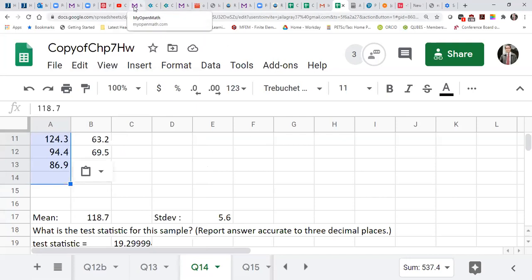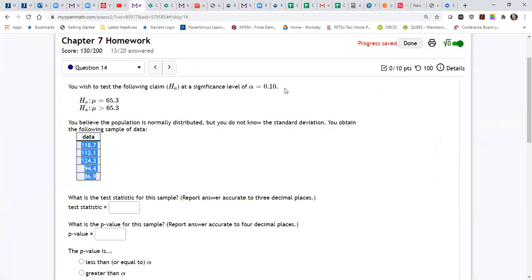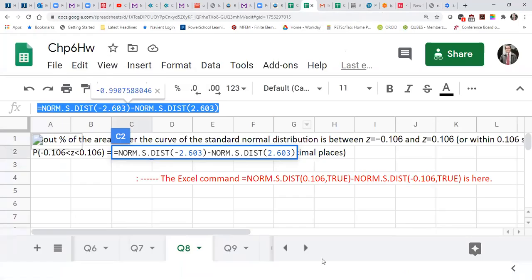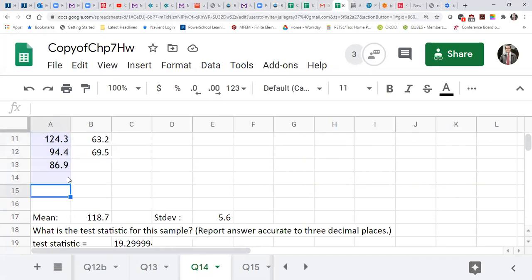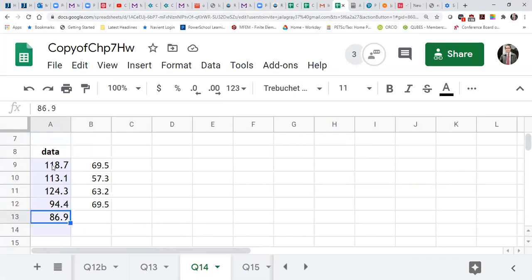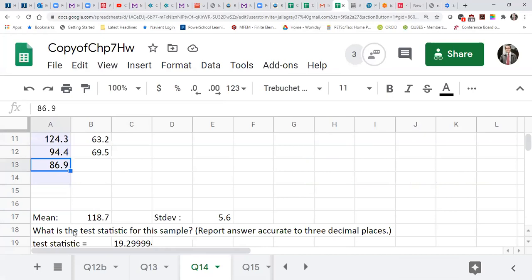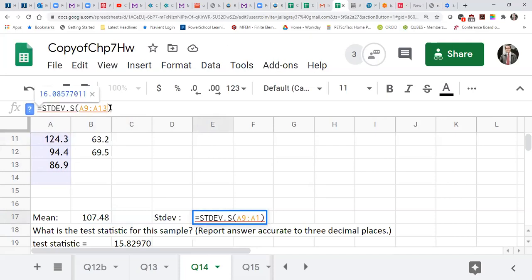Okay. So the last data is 8.9. Okay, now. So, oops, sorry. So you can see here, the data is from A9 to A13, right? So you have to make sure the mean will be from A9 to A13. Okay, so you need to change this to A13. The same thing for the standard deviation. So you need to change it from A9 to A13.